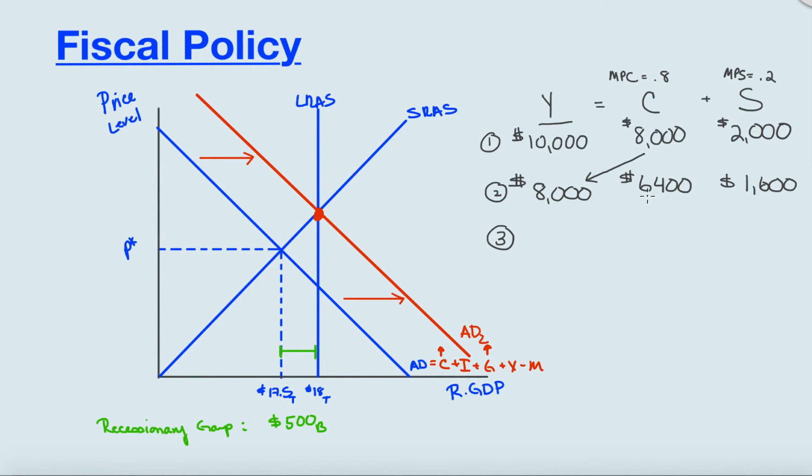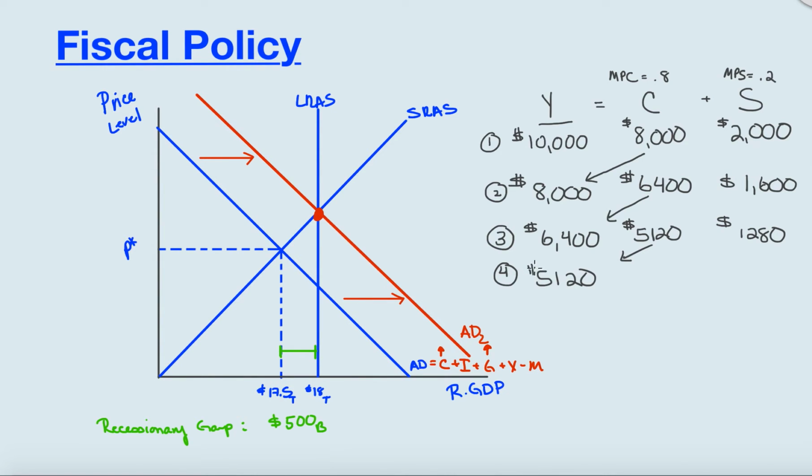So the third round is going to start with this $6,400 that was the previous round's consumption. That now becomes the next round of people's income. And again, they're going to save part and consume part. So the next round of consumption is going to be $5,120 for consumption, and their savings is going to be $1,280. So then this $5,120 is going to come over to start the fourth round.